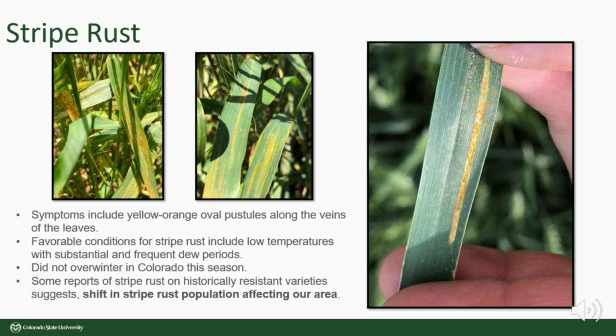Stripe rust did not overwinter in Colorado this year, so we did not have early season infections that are most damaging. Over the last 2 seasons, stripe rust has occasionally caused disease on some of our traditionally resistant varieties, suggesting a shift in the stripe rust population affecting our area. This is relevant because you may need to start looking for stripe rust on resistant varieties and may need to adjust management strategies going forward.